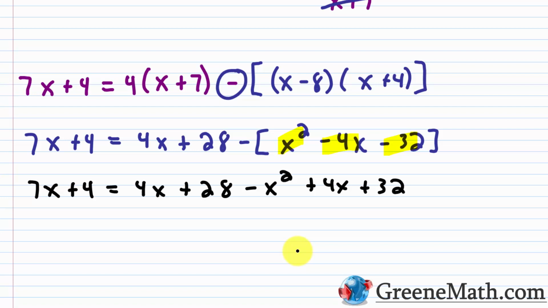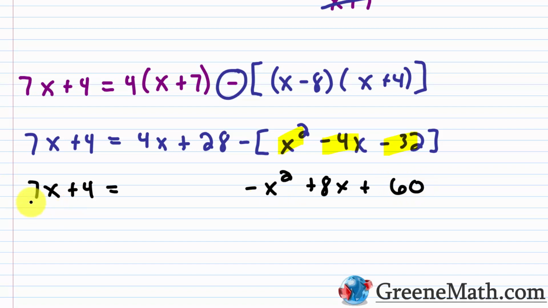And then what I can do here, since I have a quadratic, I have an x squared term, I want to get everything on one side, all the variables and all the constants, everything on one side and 0 on the other. Okay, so let's just go ahead and move everything to the right side. So first and foremost, 4x plus 4x is going to be 8x. So let's erase this and just put 8x. We know that 28 plus 32 is 60. Let's just go ahead and put this as 60 here. And nothing to do with the negative x squared.